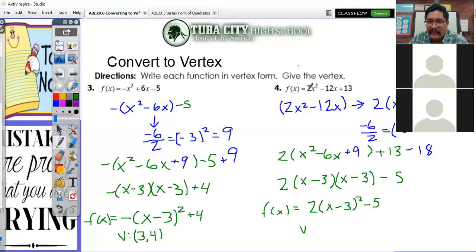Now that it's in vertex form, we can easily see our vertex. So it's asking for the vertex, so we got to make sure we give that vertex. Now, again, it's going to be the opposite here. So it's going to be 3 and -5. And that's it for that one. Box this answer. I'll just put a large bracket on it.